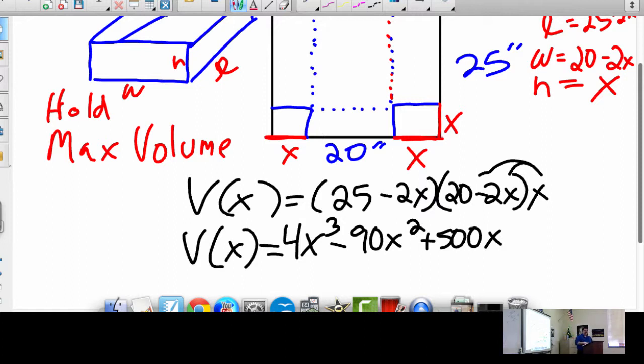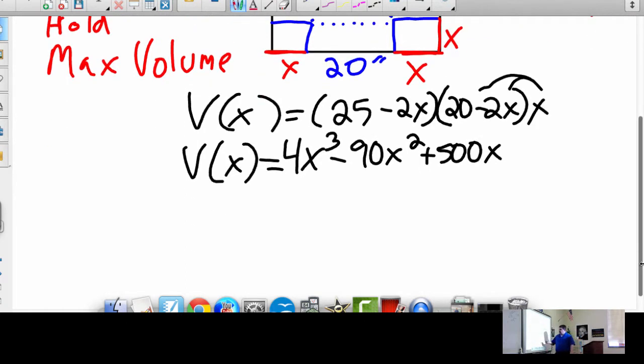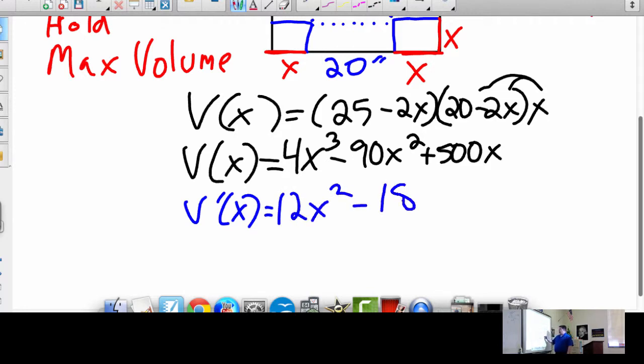Now the reason I multiplied that out is because it'd be a lot easier for me to just do the algebra and multiply that out and then take the derivative of a polynomial. If I try to take the derivative of this thing right now, I've got to use the product rule and then the product rule with the product rule. It's just easier to make it a polynomial. Does that make sense? So now what do I do? I need V prime. So V prime is equal to 12x squared minus 180x plus 500. So far, so good.